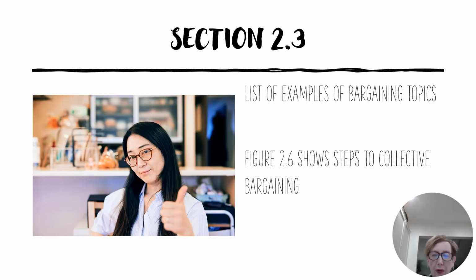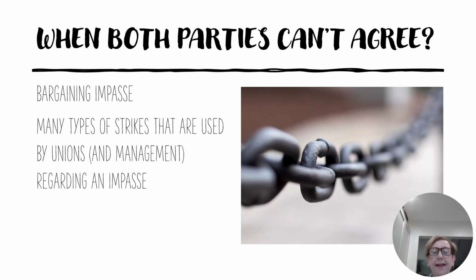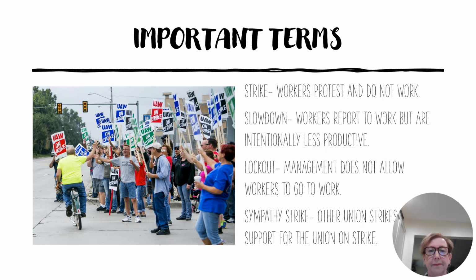In Section 2.3, there is a list of examples of bargaining topics. Figure 2.6 also shows the steps in collective bargaining. When the two parties cannot agree, that is called a bargaining impasse. Our text shows many types of strikes that are used by unions and sometimes by management regarding an impasse. Let's talk about some of those terms.